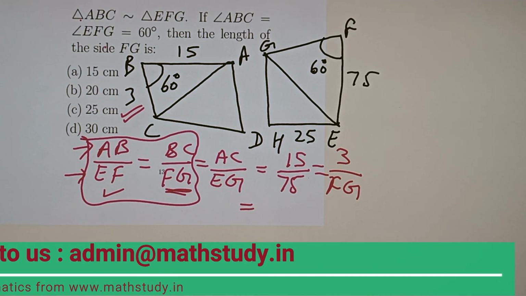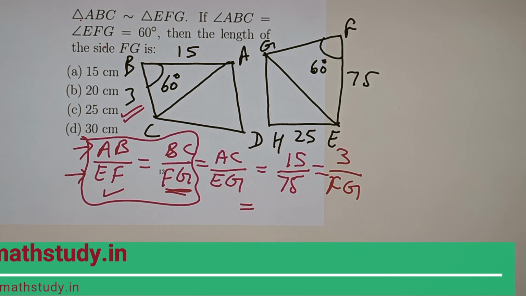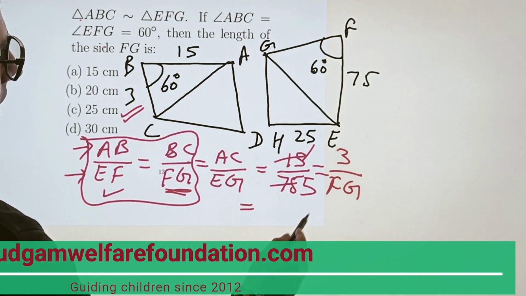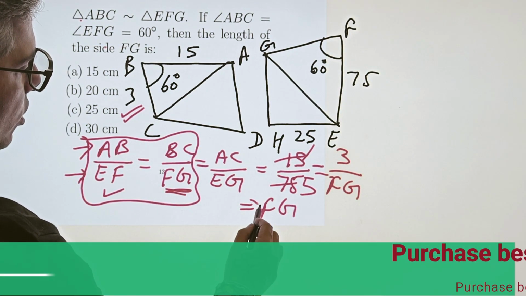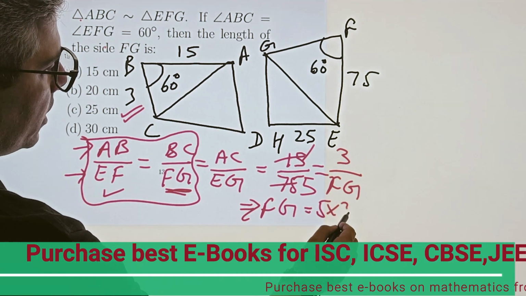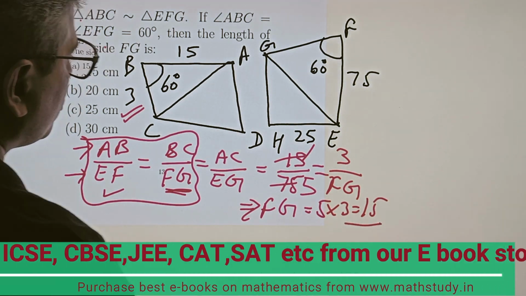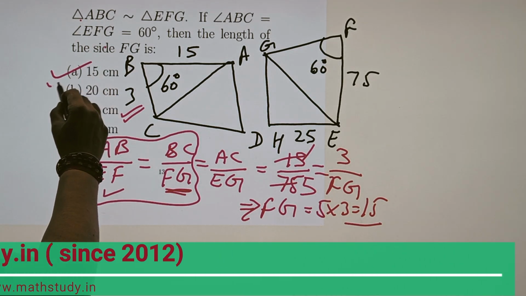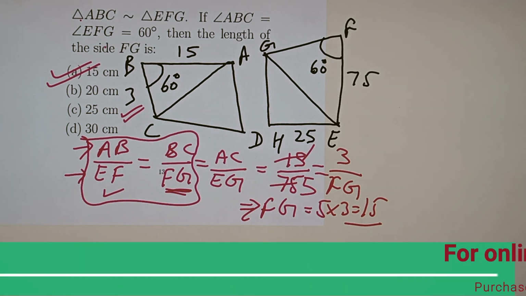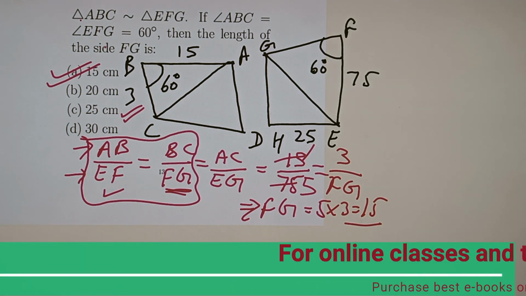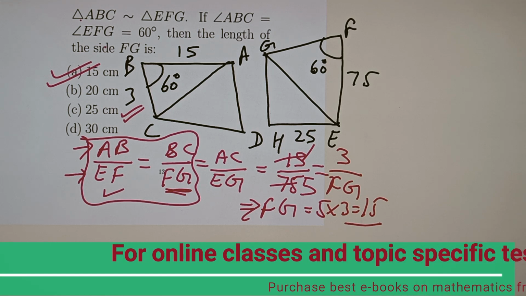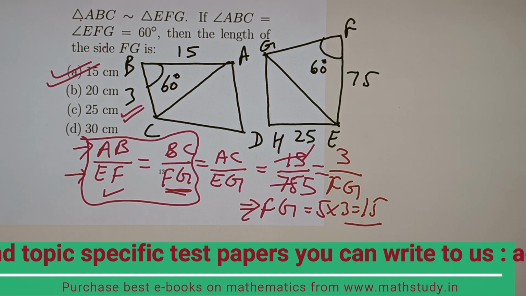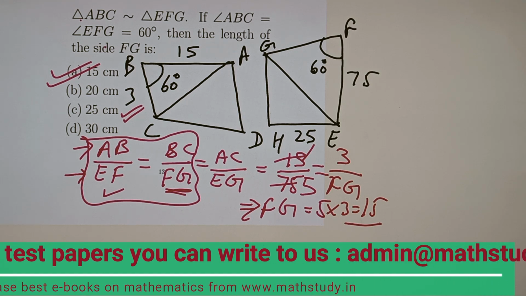Now we can simplify this one, very simple, by cancelling 15 and 75, right? 15 times 1 is 15, 15 times 5 is 75. Therefore FG is equal to 5 into 3, which is 15 centimeter. So are we having the option 15 centimeter here? Yes, we have. So option A is the correct answer here. That was also not so easy, but if you know the property of similarity, then it was an easy question.